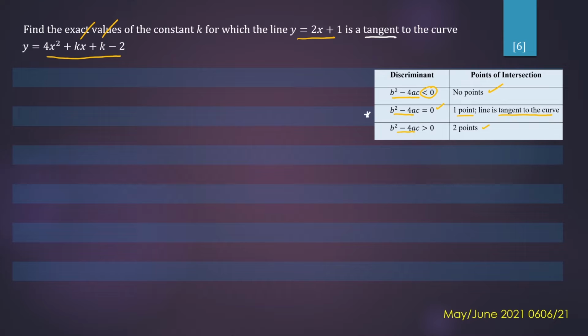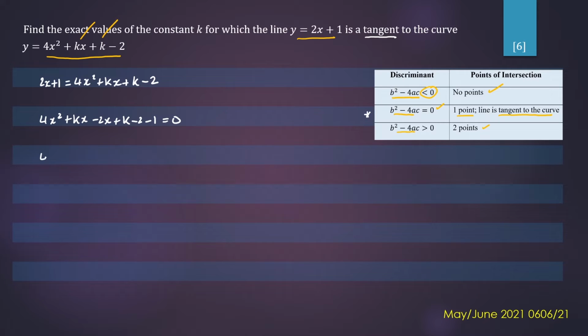So we've got y equals 2x plus 1 and y equals 4x squared plus kx plus k minus 2. We can join them by making them equal. We have 2x plus 1 equals 4x squared plus kx plus k minus 2. Now let's rearrange this to be a quadratic equation. We'll have 4x squared plus kx minus 2x plus k minus 2 minus 1 equals 0.